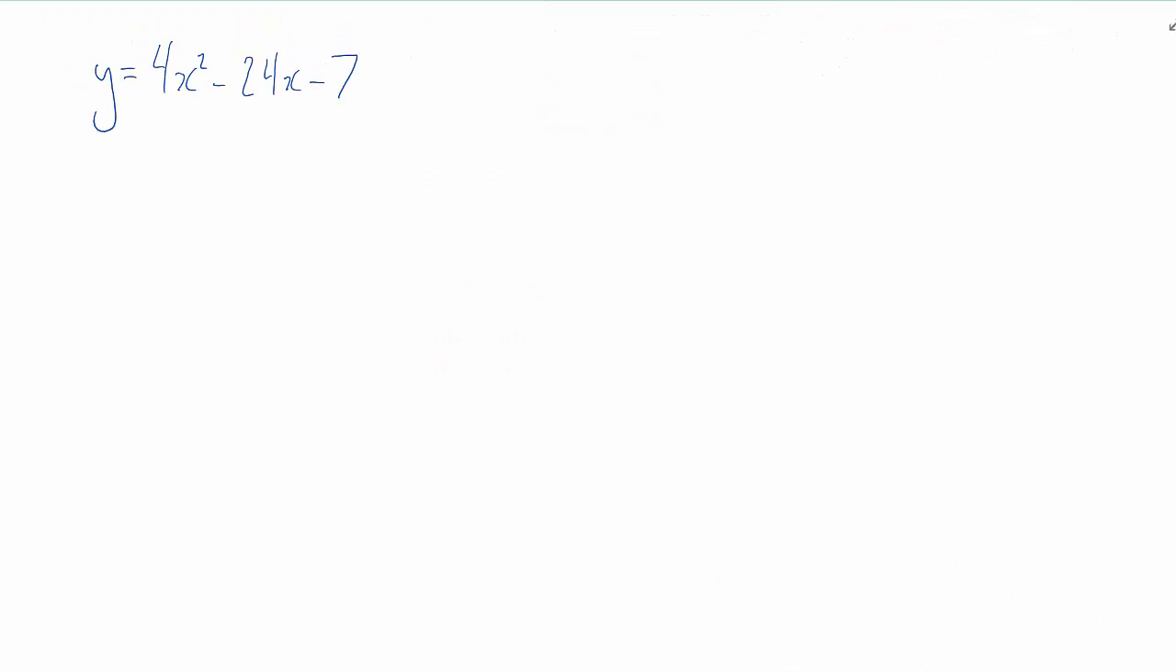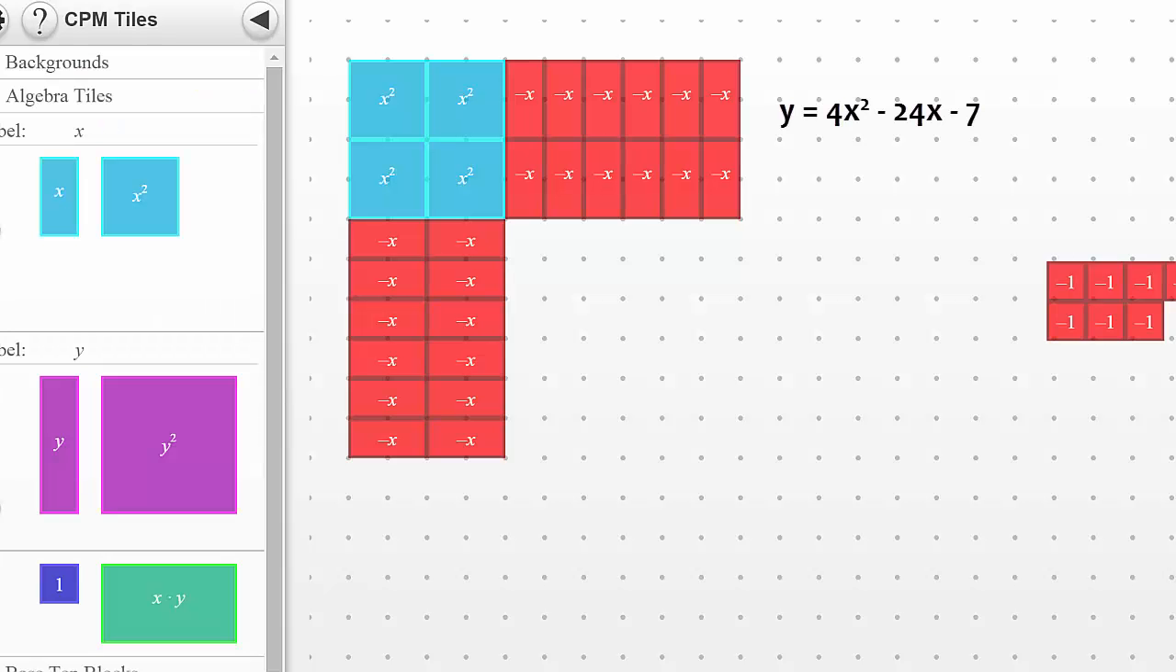Well, let's try another one now. y equals 4x squared minus 24x minus 7. As you can see, I've already put the tiles together here, and I've put the -7 off to the side since it's not really part of the square, it's actually taking away from it, and it's just easier for me to try to find what's missing in here anyways in order to complete this square.